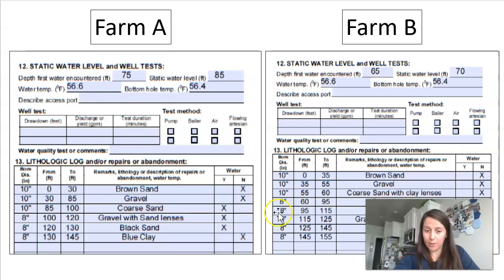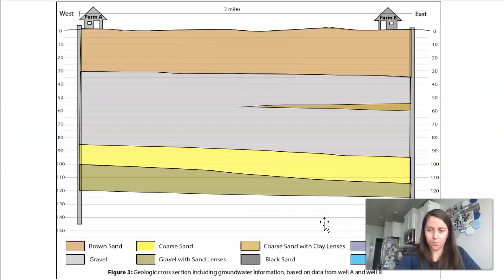In farm A, it's 20 feet thick. However, in farm B, it's only 10 feet thick. So it's going to even them out a little bit more, as you'll see. Okay, so that looks a little bit more even throughout the two locations now.